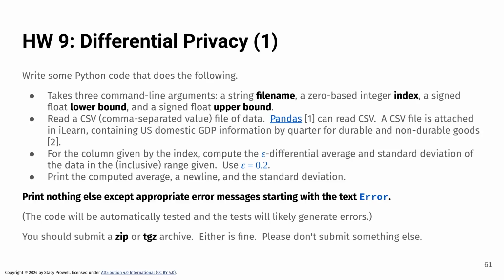So there's some homework. In the homework, you're going to take some Python code, and you're going to write a program that takes some command line arguments. I'm going to give you a file name. I'm going to give you a zero-based integer index. That's going to be an index of a column in that file. So 0 is the first column, 1 is the second column, etc. I'm going to give you a lower bound and an upper bound. And you're going to then treat that file name as a CSV, or comma-separated value file.